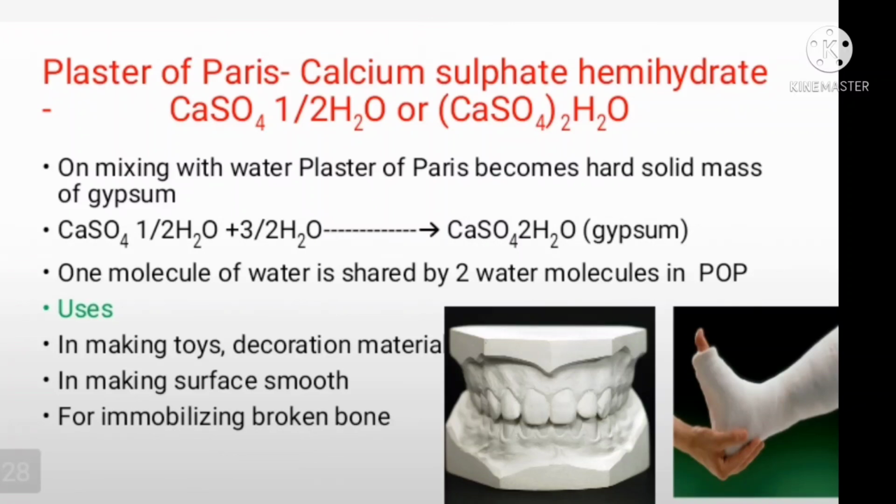And plaster of Paris is calcium sulfate hemihydrate, or calcium sulfate half hydrate. The formula of plaster of Paris is CaSO4.1/2H2O. And plaster of Paris is prepared from gypsum. Gypsum is calcium sulfate dihydrate, CaSO4.2H2O. That is gypsum.